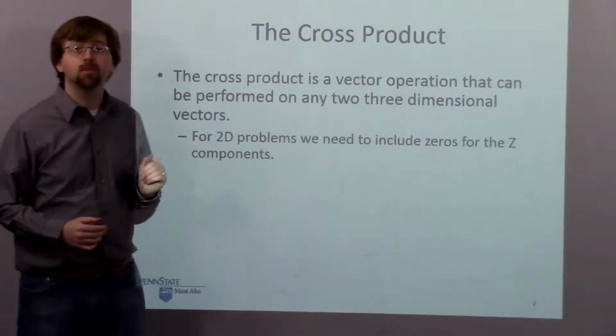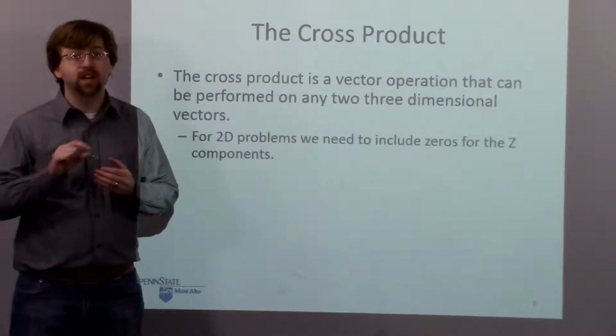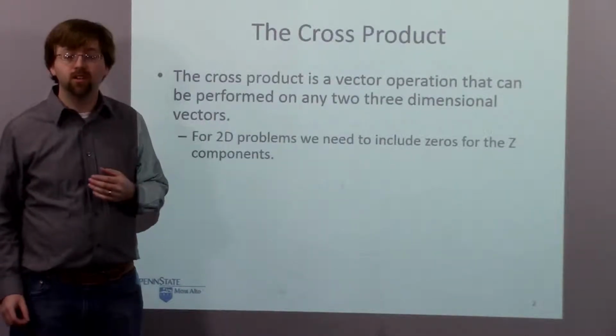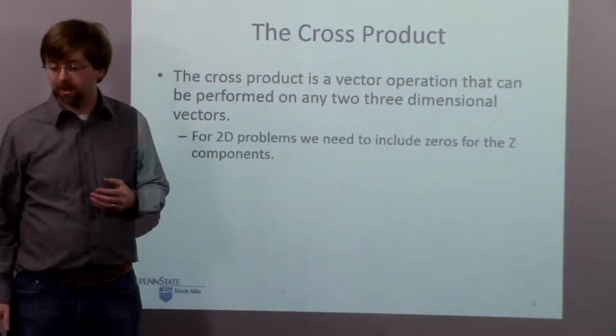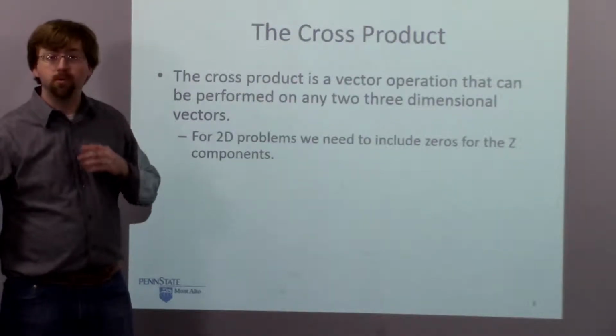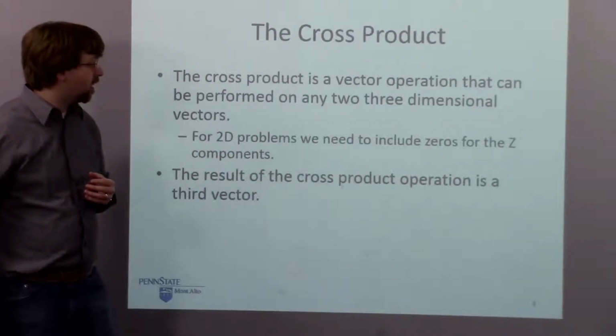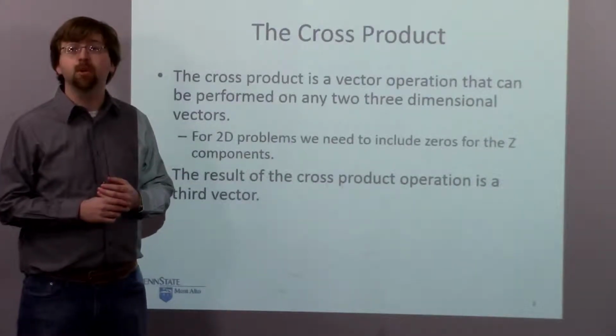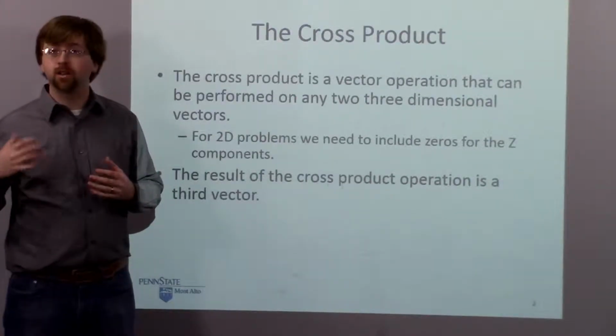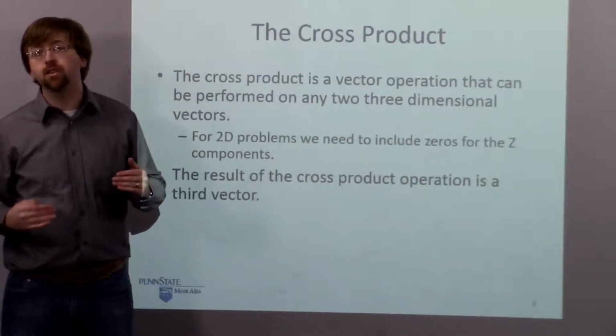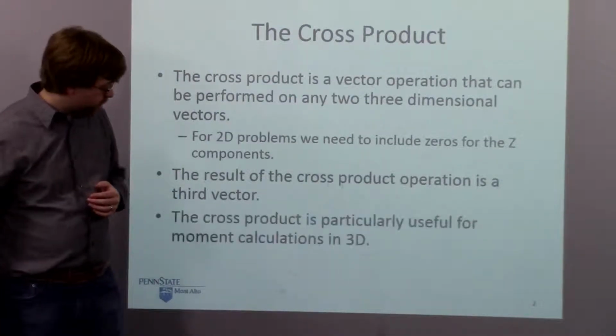For 2D problems where we have 2D vectors, we're going to need to add in a third component. We can just say z equals 0 for both of those vectors and deal with it that way. But if we have two of these 3D vectors, we can perform the cross product. The result of this cross product operation is going to give us a third vector. So I need two vectors and I get a third vector as a result.